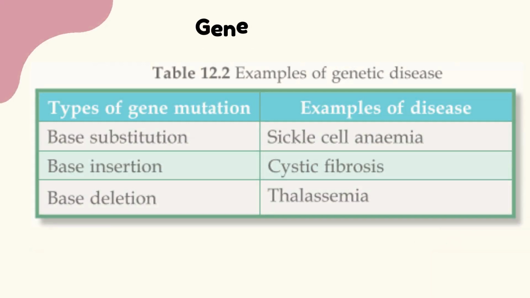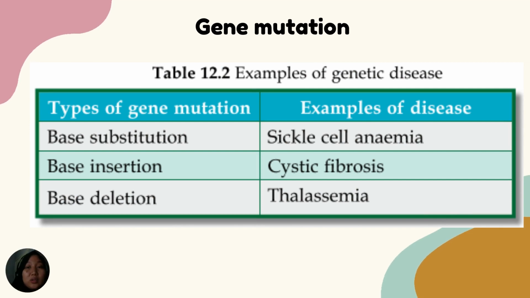All right, so what are the diseases caused by these gene mutations? There are a few examples of that. For example, base substitution can cause sickle cell anemia. Sickle cell anemia involves the red blood cell. Our red blood cell, the erythrocyte, has a biconcave shape. That's the normal one. When the mutation happens, it will change the shape from biconcave into a sickle cell.